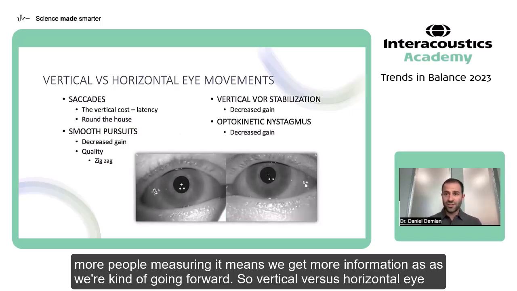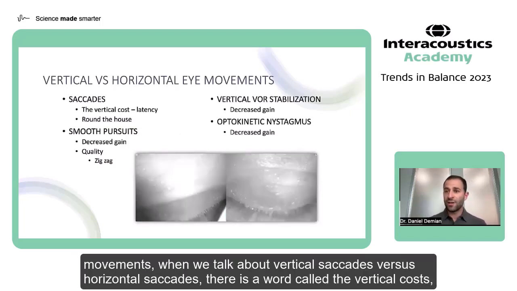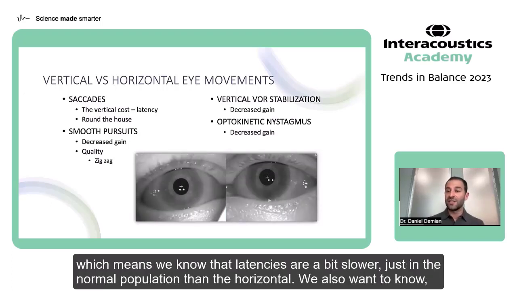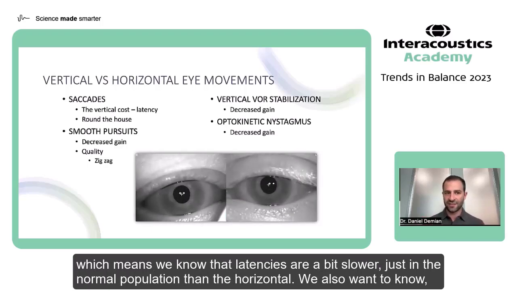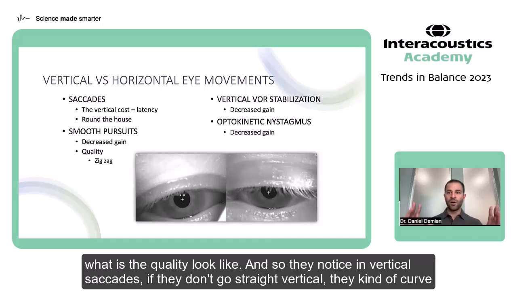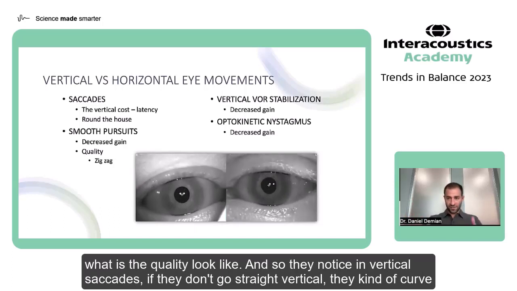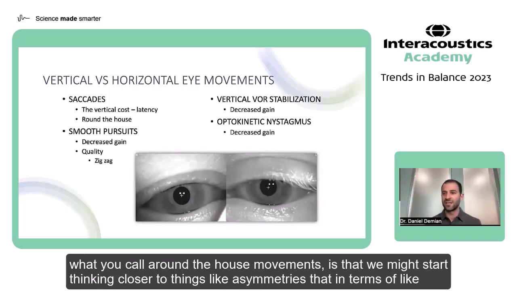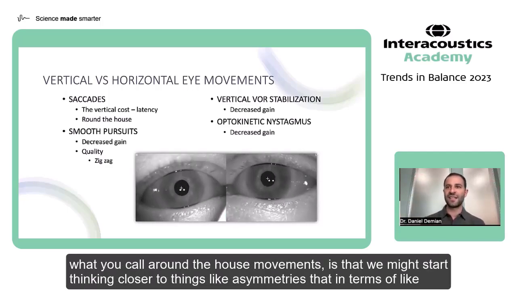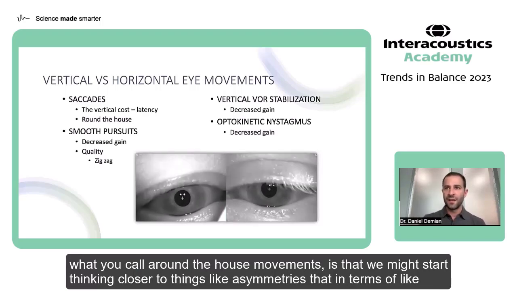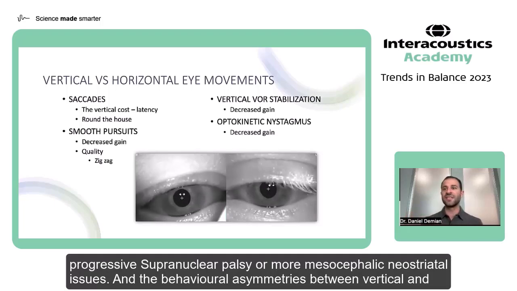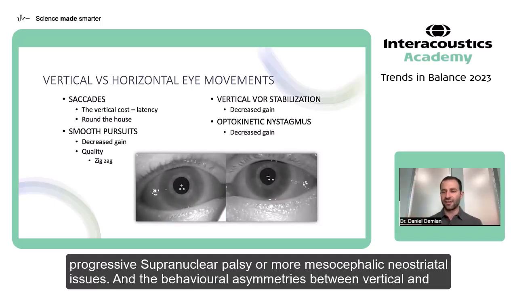So, vertical versus horizontal eye movements. When we talk about vertical saccades versus horizontal saccades, there's a term called the vertical cost, which means we know that latencies are a bit slower, just in the normal population, than the horizontal. We also want to know what the quality looks like. They notice in vertical saccades, if they don't go straight vertical and they curve, what you call around-the-house movement, then we might start thinking closer to things like asymmetries in terms of progressive supranuclear palsy or more mesencephalic neostriatal issues.